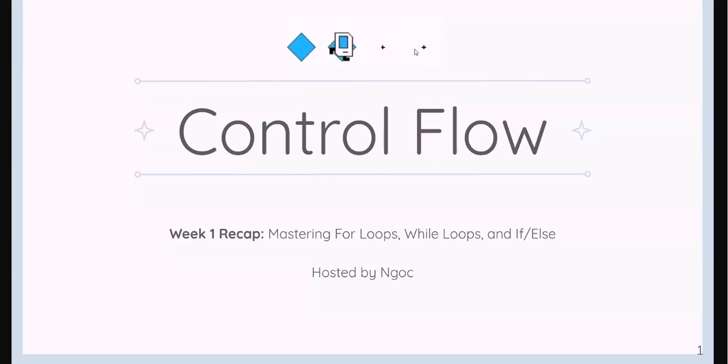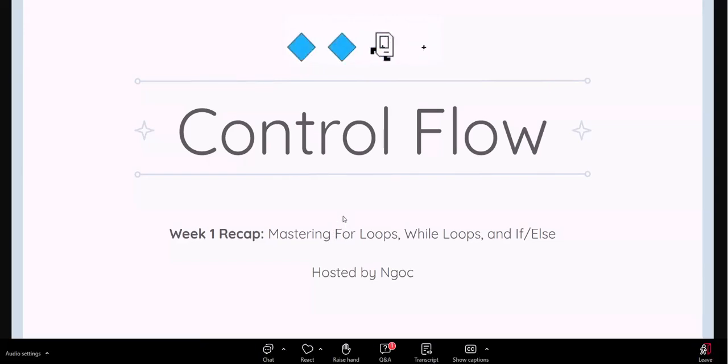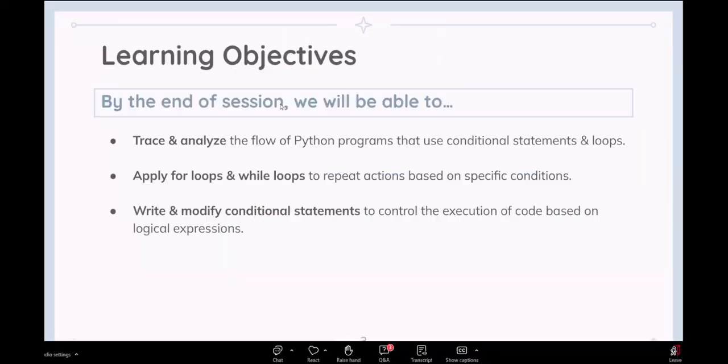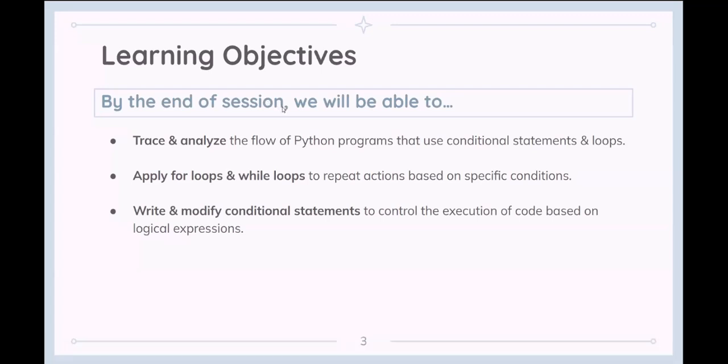Week 1 lecture, and we had a few practice problems involving control flow as well. So this involves mastering for loops, while loops, and if-else conditionals. We'll be able to trace and analyze the flow of Python programs that use conditional statements and loops. We'll be able to apply for loops and while loops to repeat actions based on specific conditions, and we'll be able to write and modify conditional statements to control the execution of code based on logical expressions.